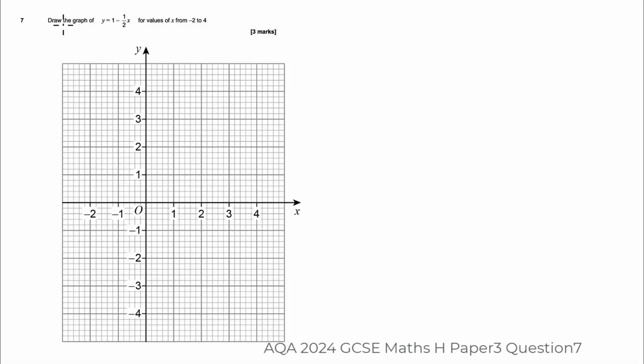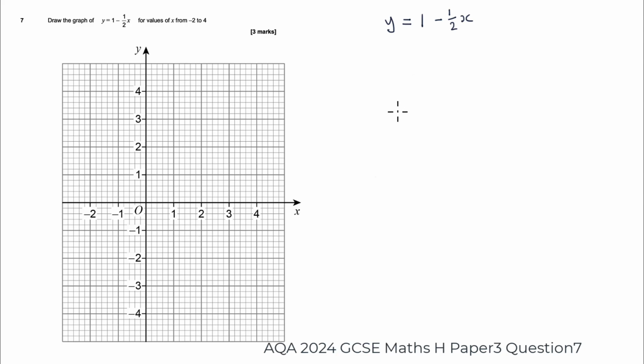Well, here's question 7. And we're asked to draw the graph of y equals 1 minus a half x for values of x from -2 to 4. And here's the graph paper with the scales on it. So let's have a look first of all at this equation that we're given. Y equals 1 minus a half x. And that's a linear equation. We've got an x term and a constant. We know, therefore, that it is a straight line graph.